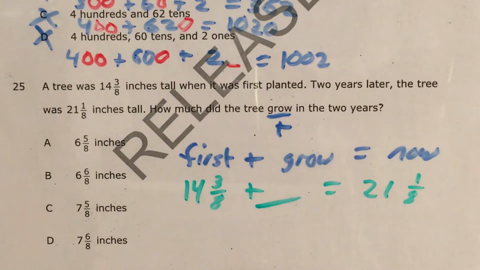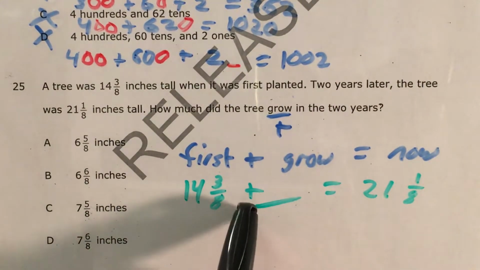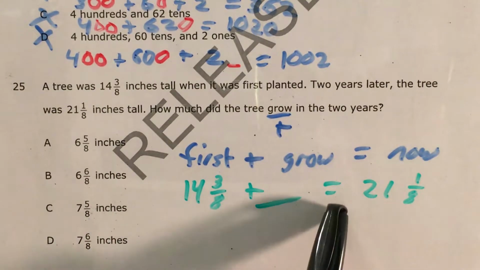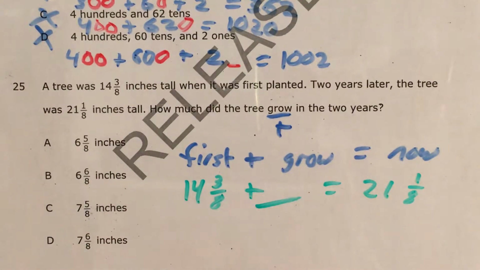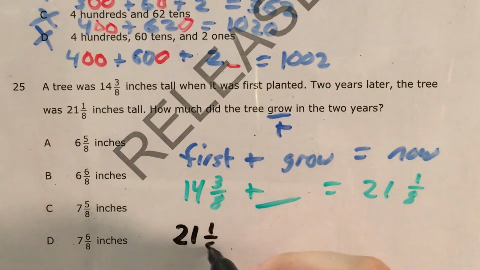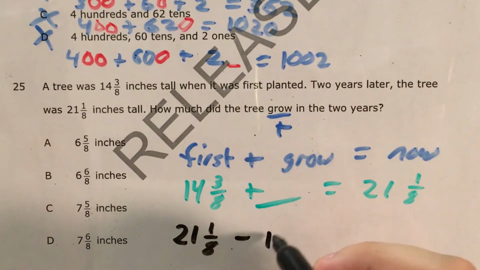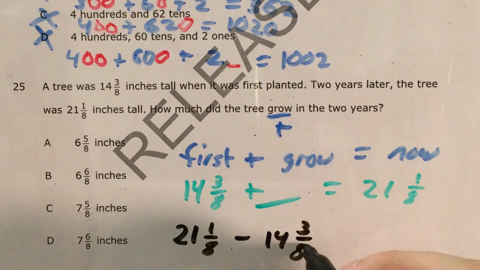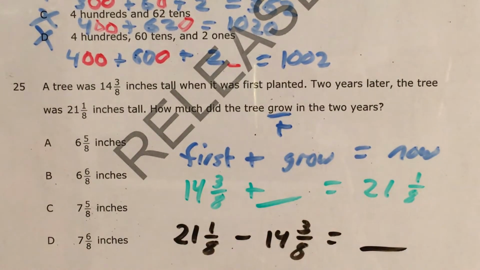All right, so now I need to use fact families, and I need to flip this around. And I'm going to say that if I know that 14 3/8 plus something equals 21 1/8, then I can go ahead and flip this around and say that 21 1/8 minus 14 3/8 equals the amount that my tree grew.